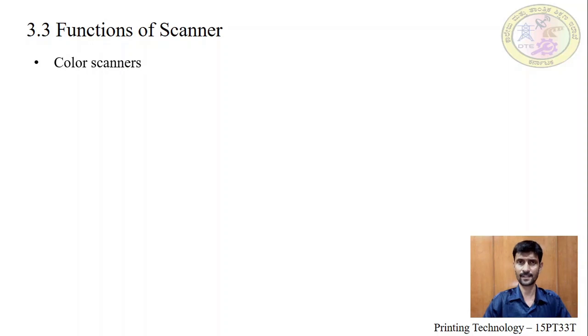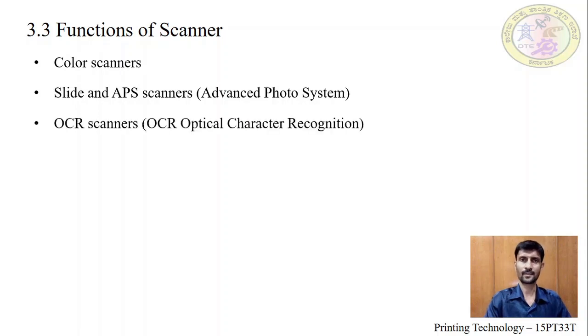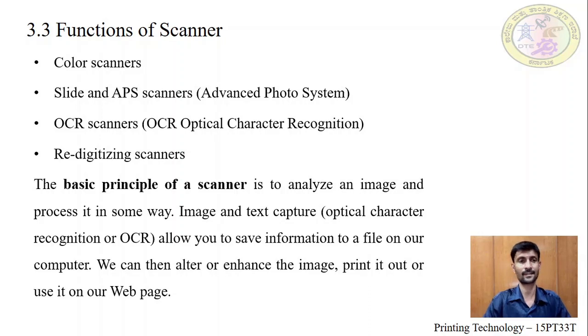The scanner can capture color images. It can capture the Advanced Photo System, for example, slides. Next, OCR. OCR is optical character recognition. Typed matter that is scanned and converted into an editable form is called optical character recognition. Next, we have the last function, redigitizing the scanner. The converted digital copy being converted again into digitization is called the redigitization process. That is also possible. These are the functions of a scanner.